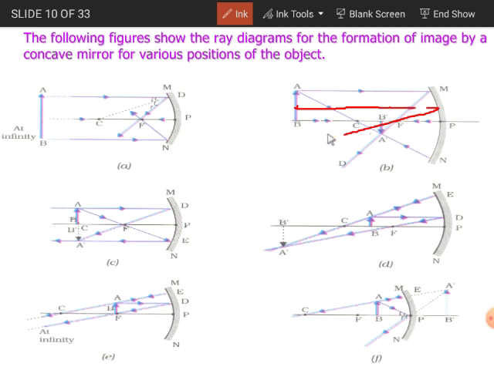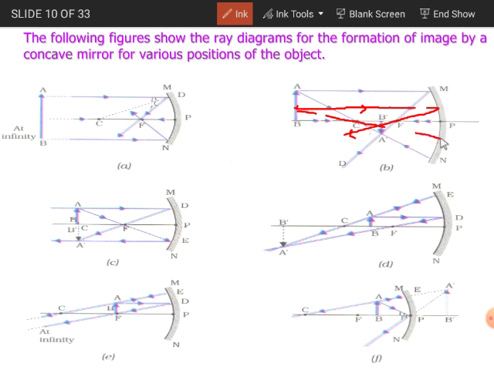Got it? And another light ray coming from here, this is the incident ray, one arrow mark should be there, and this is the reflected ray, one arrow mark should be here like this. From this particular point, as we have taken from here, one ray parallel to the principal axis, another passing through the center of curvature. Likewise, from this point also, one ray parallel to the principal axis, another ray passing through the center of curvature.